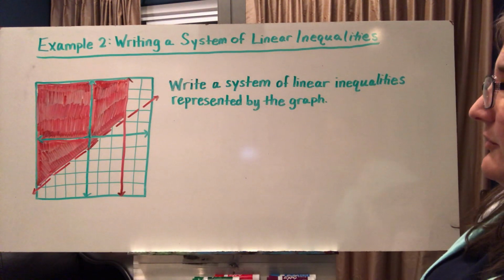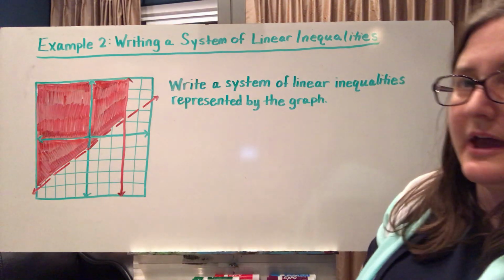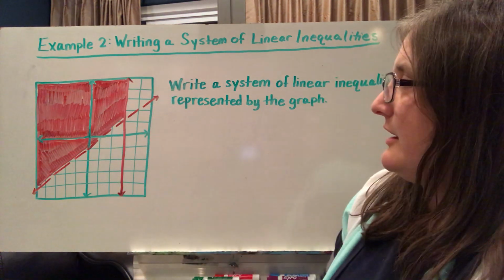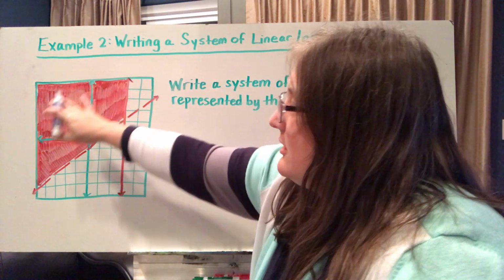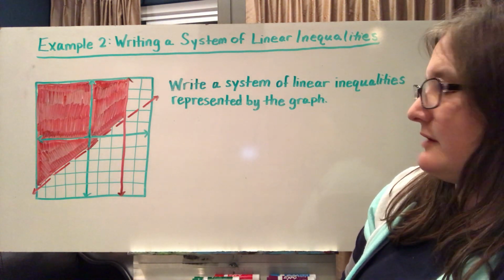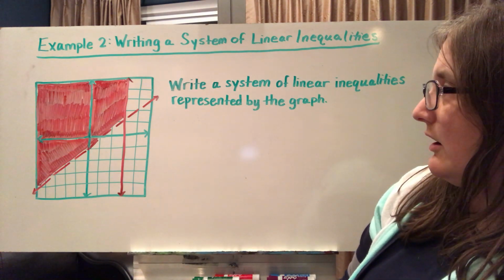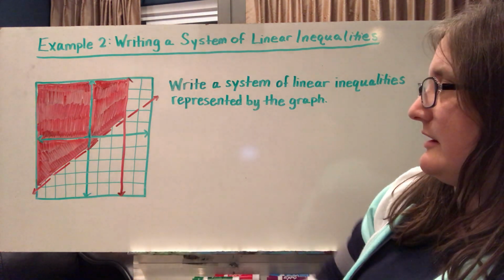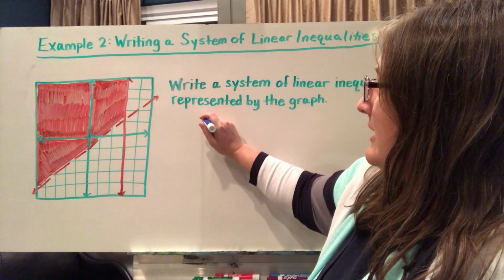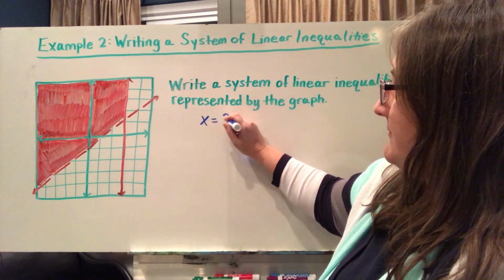So let's take a look at another example. So once again, I've got two lines here on my graph, and this shaded section here are my solutions for the system. So I'm going to start by writing my equations for the lines that I see here represented on this graph. So I have a vertical line here, so all my x values are equal to 3.